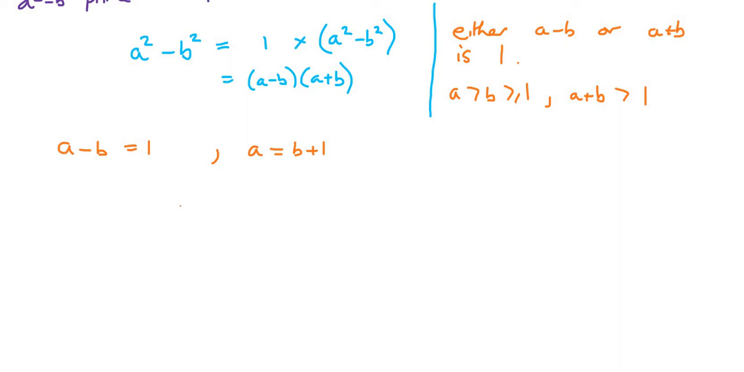So what have we shown? Well, we've shown that whatever b is, if you add 1 you get a. So this means that a and b are consecutive. And this is what we wanted to prove, so we're done.